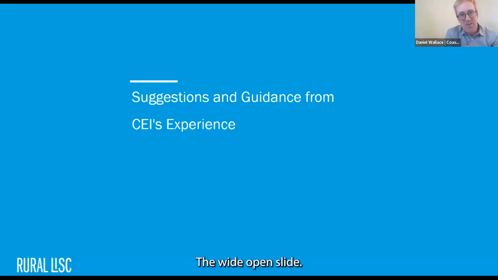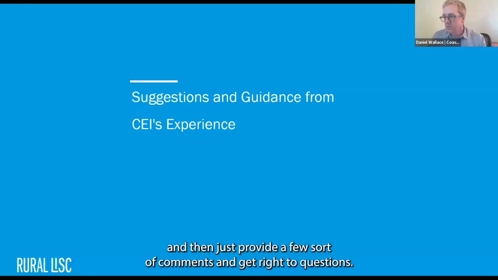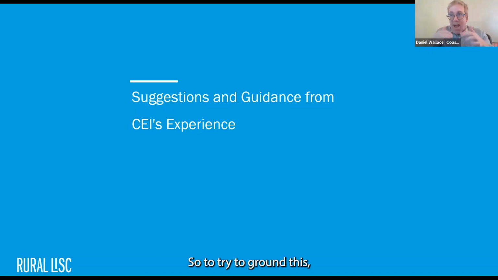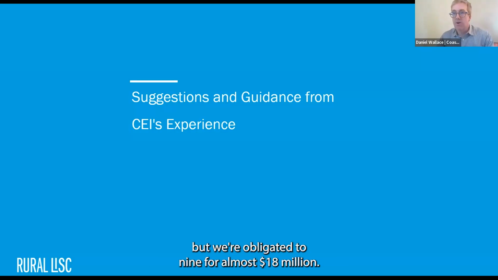Oh my goodness. Okay, the wide open slide. So I want to spend a minute actually talking about what we've done with our allocation, and then just provide a few comments and get right to questions. So to try to ground this, we've done or obligated 9 projects so far out of our $20 million allocation. I use the word obligated specifically because we have not drawn down from the USDA on all of those projects, but we're obligated to 9 for almost $18 million.